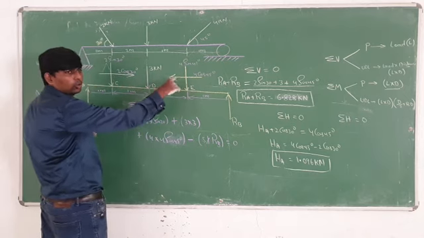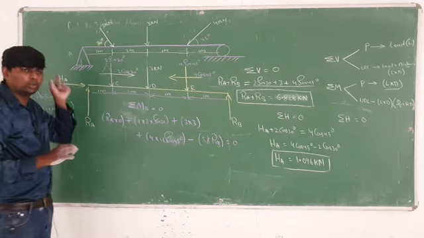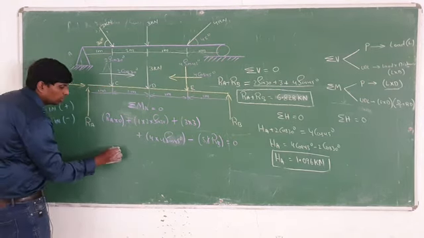Don't take the horizontal force. This one no need to consider. This one no need to consider. This one no need to. In bending moment, it is load into distance only. Is this clear? Now, after that, RA into 0.